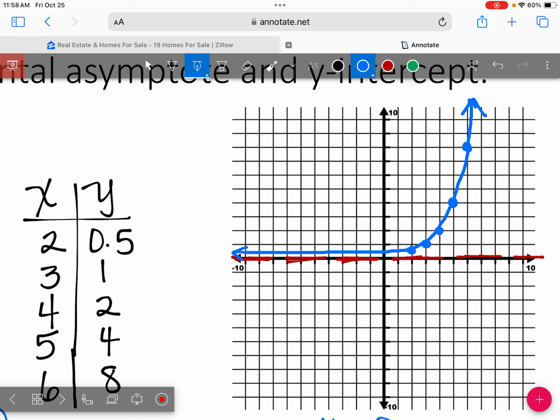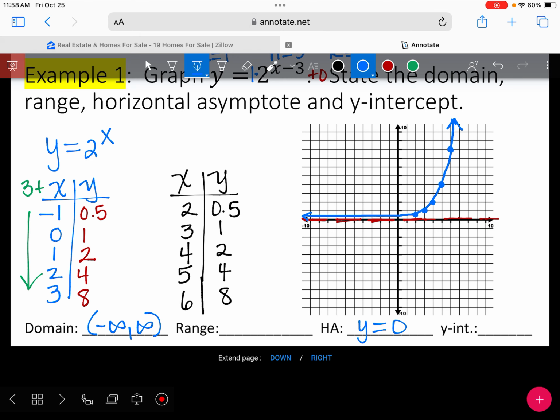Now our range, what do you think our range is going to be? 0 to infinity. Because this graph does not go below y equals 0. It never even touches y equals 0. So when you write your range, you have to use parentheses. It will never equal 0. It'll get really close to 0, but it won't equal 0. It'll be 0.000008, but it'll never actually be 0. That's why we're using parentheses.